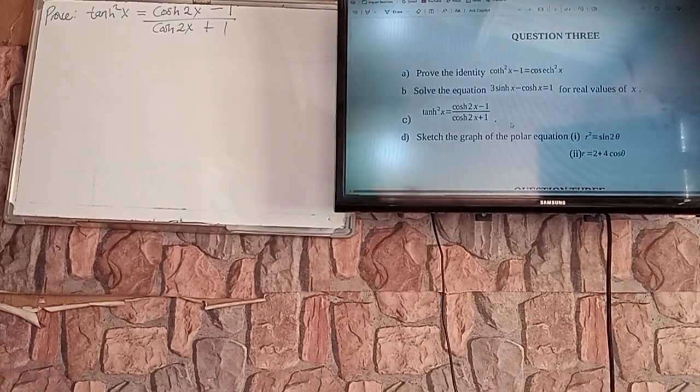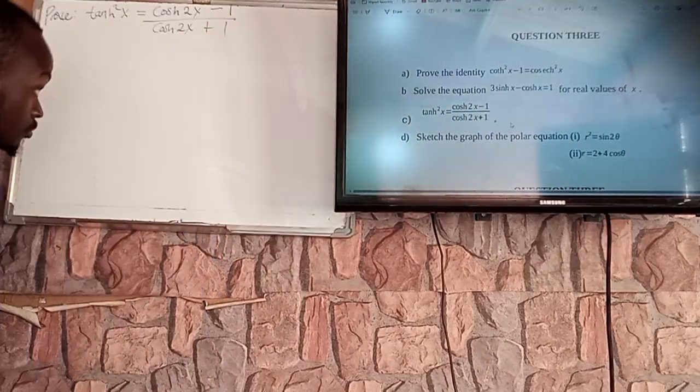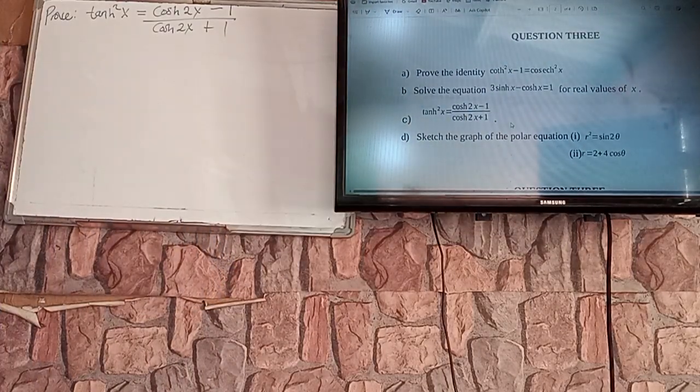So we have another one there, which says: prove that tanh squared x is equal to (cosh 2x minus 1) over (cosh 2x plus 1). We have to show that the left side, which is tanh squared x, is equal to cosh 2x minus 1, with cosh 2x plus 1 as the denominator. So how do we show that?